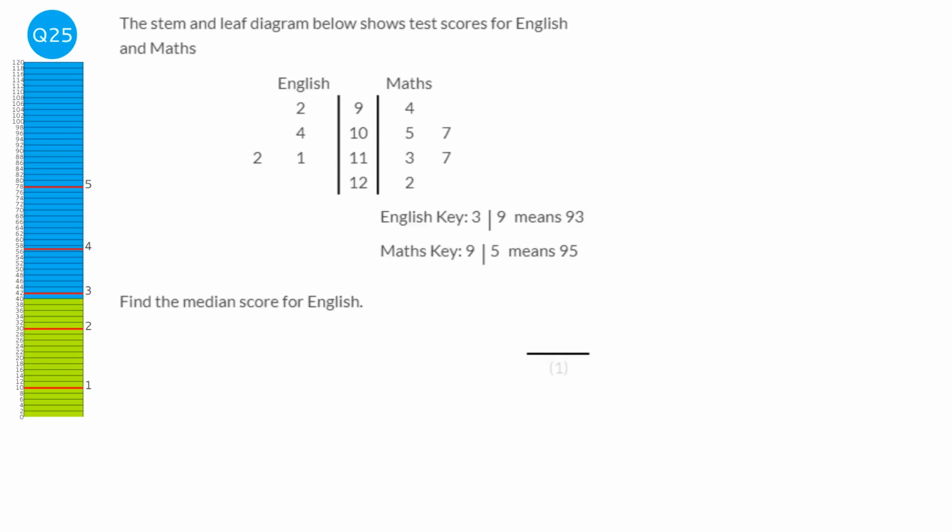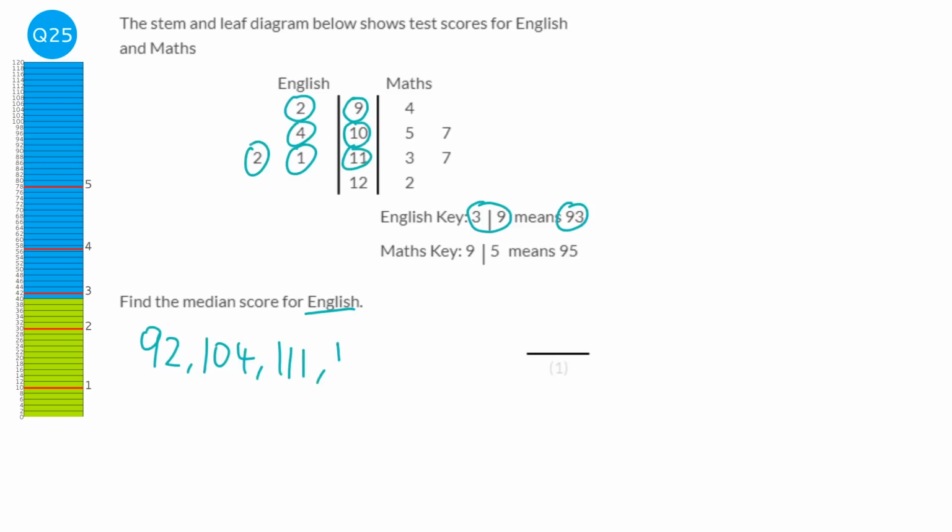So with a stem and leaf diagram, the numbers in the middle often represent tens. They could be units. So we look at the key first of all, and we see that 3 line 9 means 93. So the numbers in the middle are going to represent 10. So this is a 90. Now we're looking for English, so this will be 92. So our first number will be 92. Then this will be 10 tens and a 4, so it would be 104. 11 tens and 1, so 111, and then 11 tens and 2.